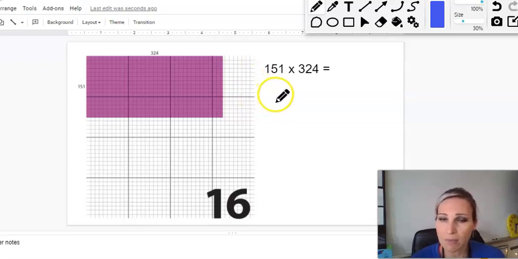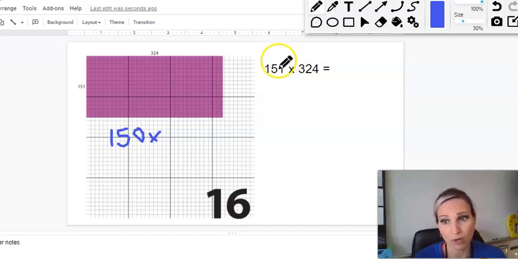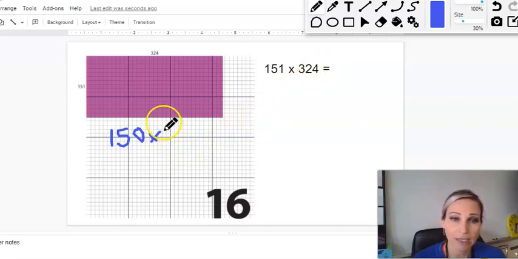Okay. For this one, you could round up to 200, but that's pretty far away from 151. So I think I'm going to leave it at 150, just so that I get a closer estimate. And if you rounded it up to 200, that is okay. Just know that you're going to be off a little bit more, actually quite a bit more, just because you are changing this from 151 to 200, which is 49 away. And then 324, I guess I'm going to do 300 just to make this easier, because estimates should be quite a bit easier.